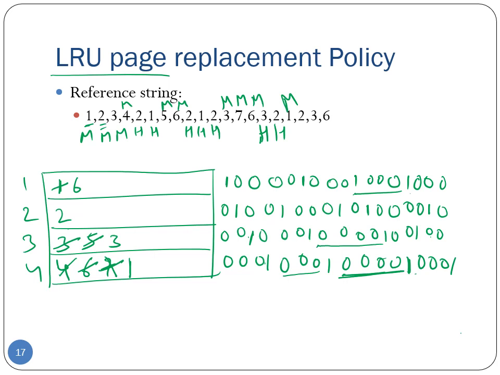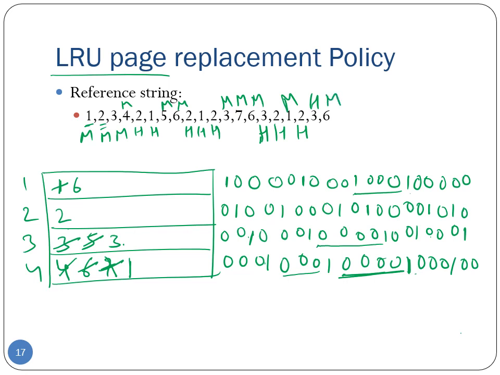Then 2 is a hit, it hits in the second line. Again let's update the reference strings. Then 3 is present in the third line, so this will be a hit, and let's update the reference strings here. Finally we have 6. 6 is not present in the cache, so this is going to be a miss.